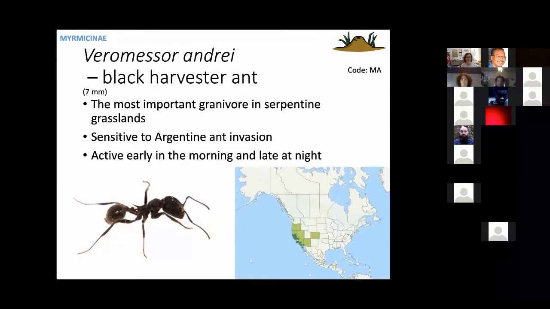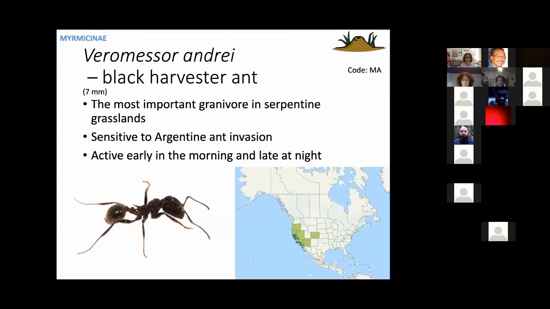So one important species is the black harvester ant, Veromessor. It used to be called Messor andrei. And this is a really important granivore ant, which means that they disperse seeds of many of our serpentine grassland plants. So they're really important, but they're also very sensitive to Argentine ant invasion, which means that they're one of the first species to be negatively affected by Argentine ants. In Jasper Ridge, for example, we see them sometimes fighting Argentine ants. We see Argentine ants invading their nests, and that will obviously affect our serpentine endemic plants that we really like.